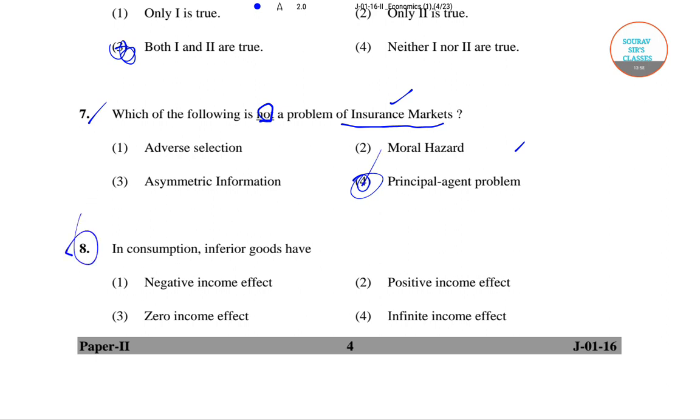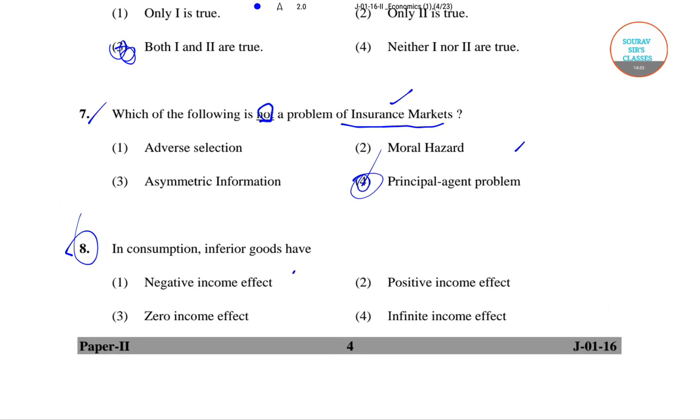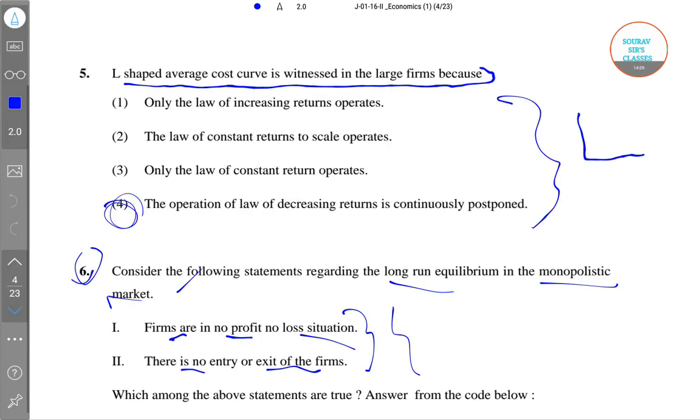Now we'll come to question number 8. In question number 8, it is given: in consumption, inferior goods... 4 options are given, out of which I just talked about it. The right answer would be negative income effect. Now we'll go to the next page.